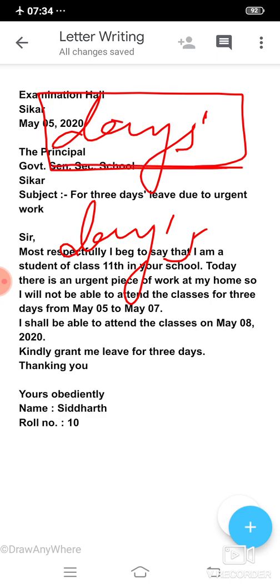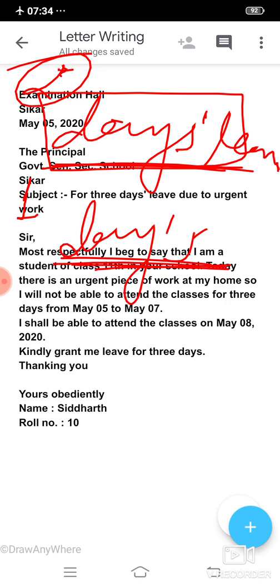If days is plural, meaning if we are taking leave for more than one day, in that condition we have to write days' and after that leave. And if the leave is for a single day, in that condition we write day's in this way, meaning we put the apostrophe after y. And if the leave is for more than one day, in that condition we put the apostrophe at the end of the word.